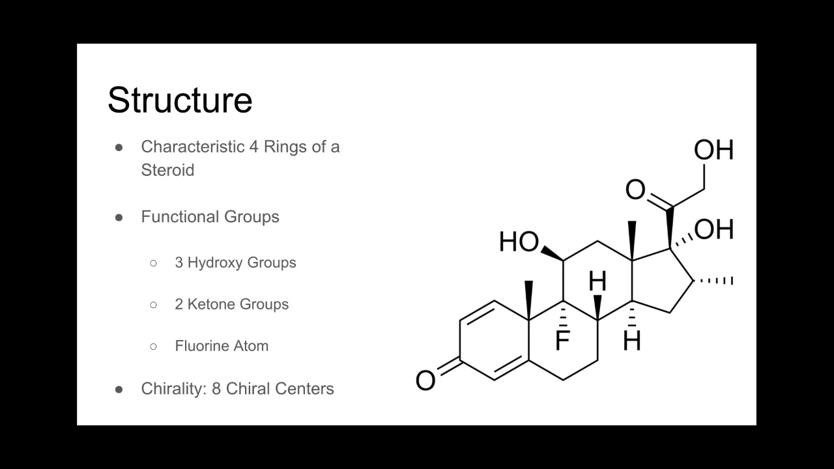So, dexamethasone is a synthetic glucocorticoid medication. Glucocorticoids are a class of steroid hormones. You can see the structure of dexamethasone here. Note that it has the characteristic 4 rings of a steroid. It also has 3 hydroxy groups, 2 ketone groups, and a fluorine atom substituent. And finally, there are 8 chiral centers in dexamethasone.